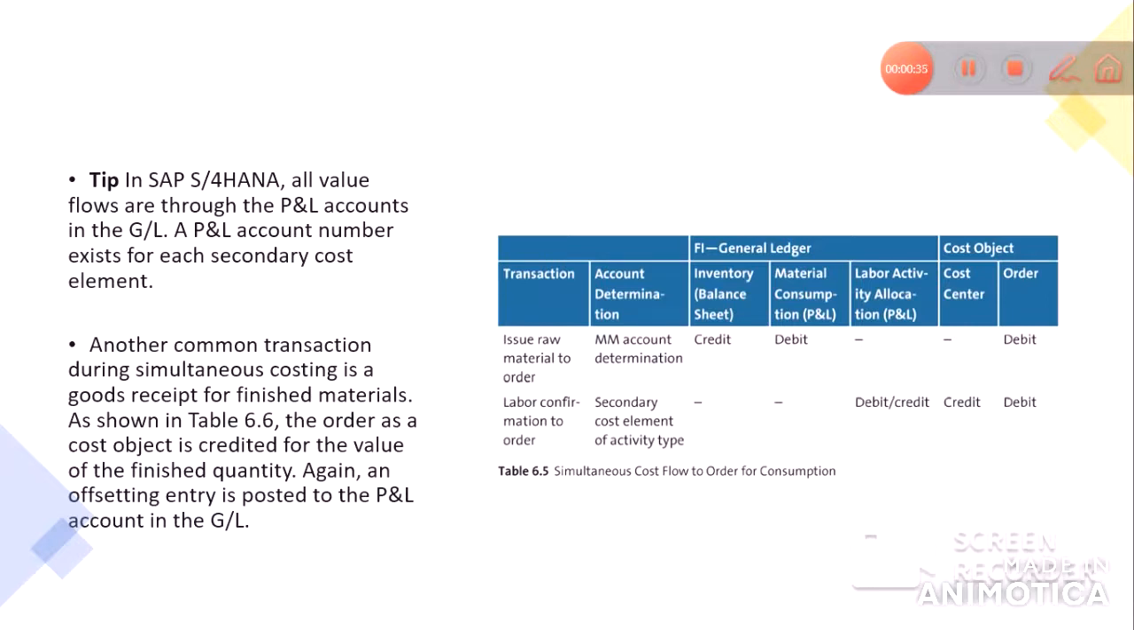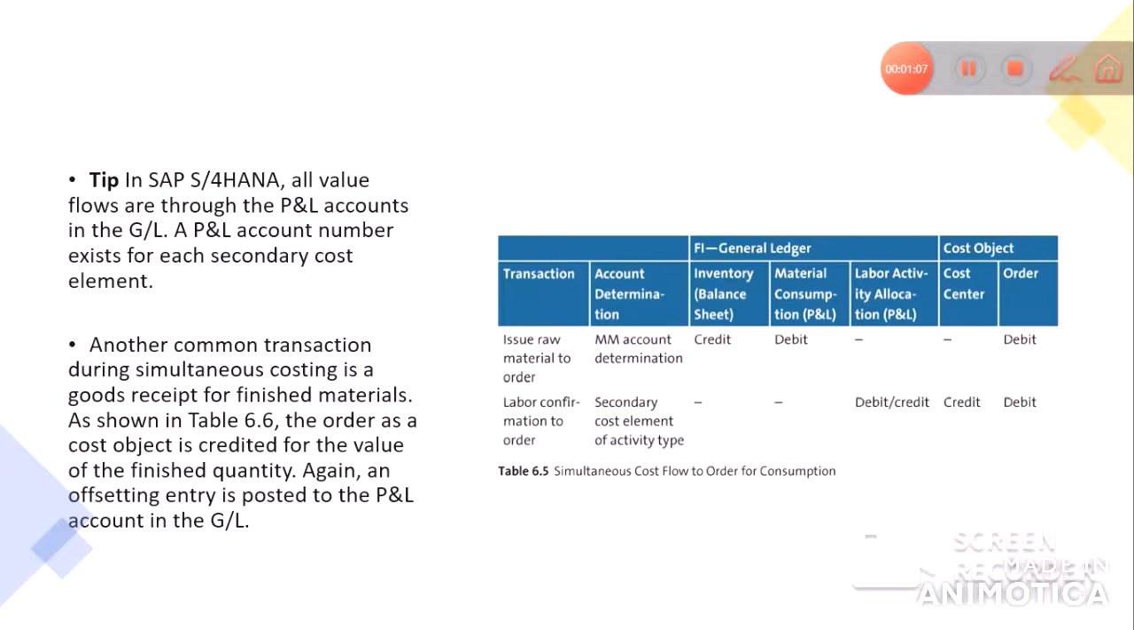Another common transaction, if we see the simultaneous cost flow to order for consumption: issue raw material to order. Account determination comes from MM account determination. So inventory balance sheet gets credit and material consumption profit and loss become debit. And cost object order will be debit.